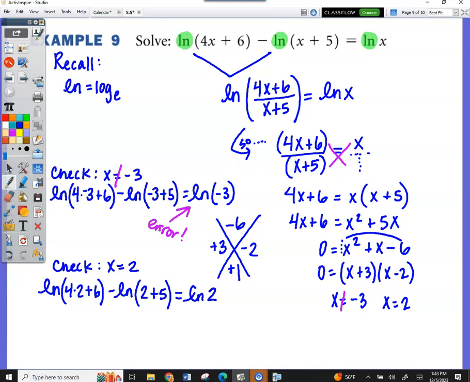When you checked 2, what'd you get? 2.3. You should have gotten that the left equaled the right. So the answer is 2.